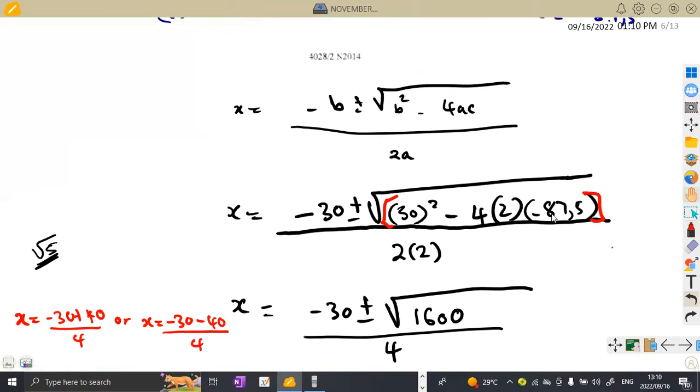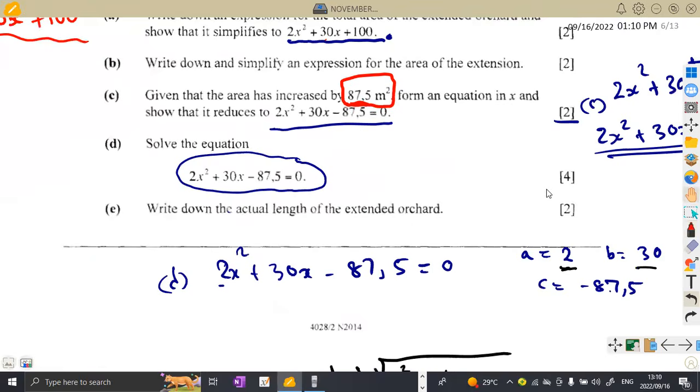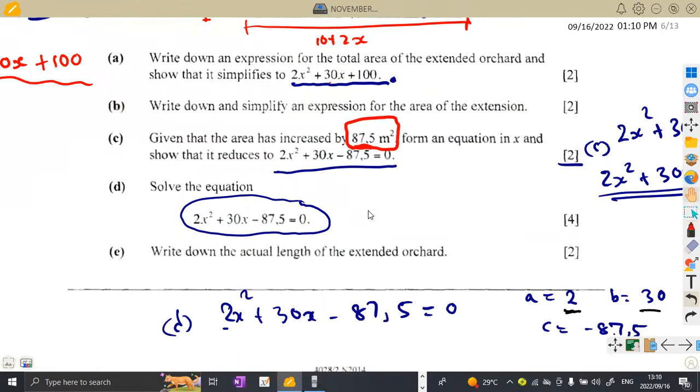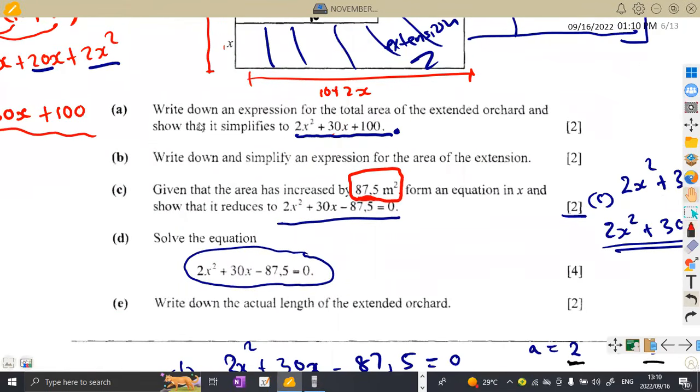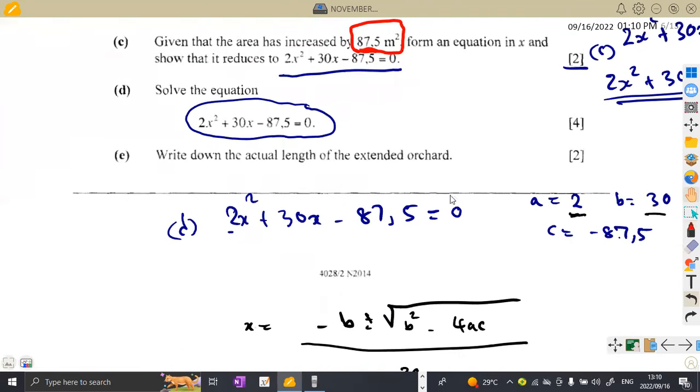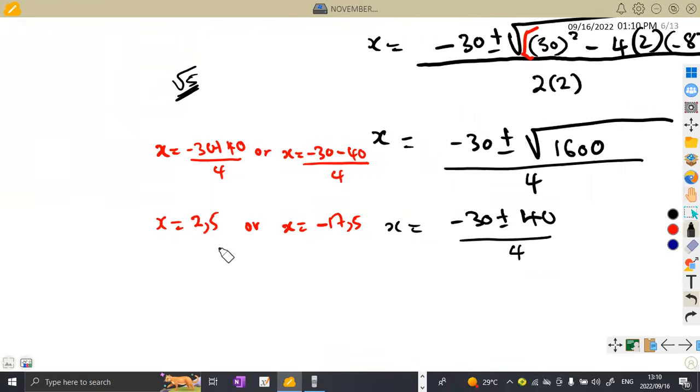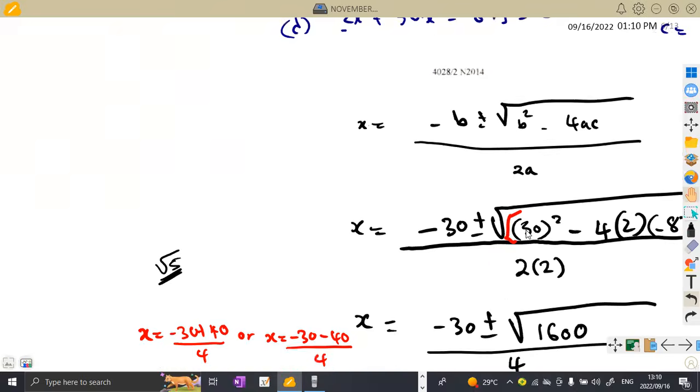Guys, be very, very clear about the question that you'll be given. The question is now, write down the actual area of the extended orchard. Take note, the extended orchard is the one that we calculated here. Write down an expression for the total area of the extended orchard, which shows this one. This is the numerical. Now we need the actual value. So where are we going to get it from? The values of x that we calculated here. But remember, x cannot be negative. So which means we are going to use x as 2,5.